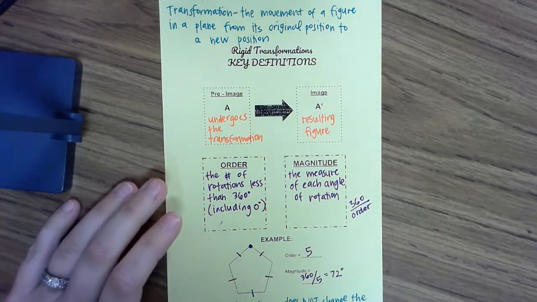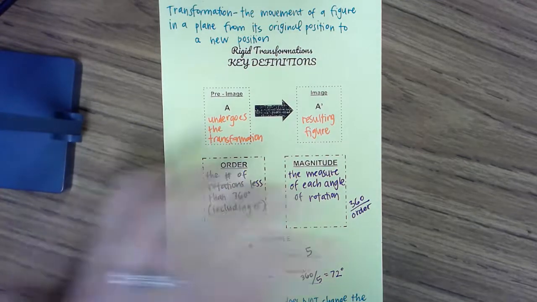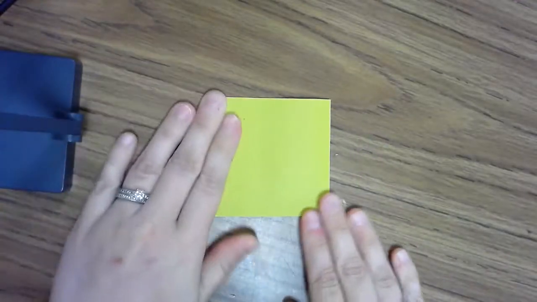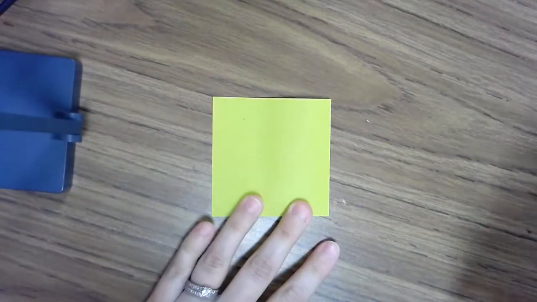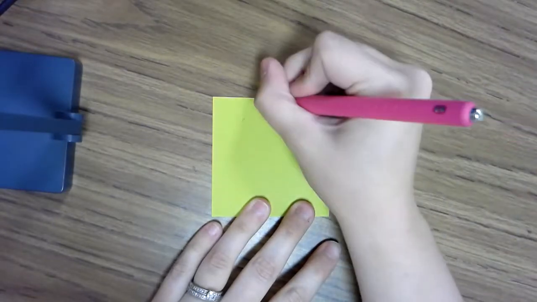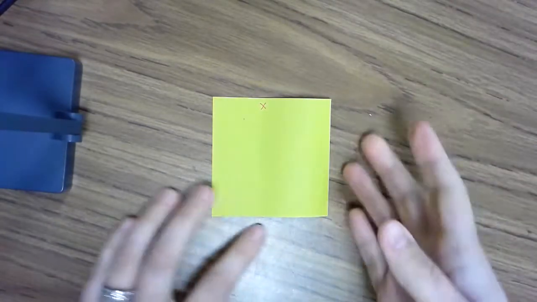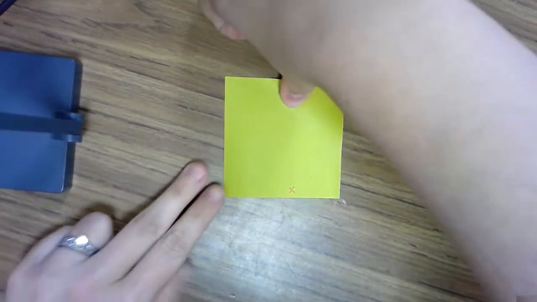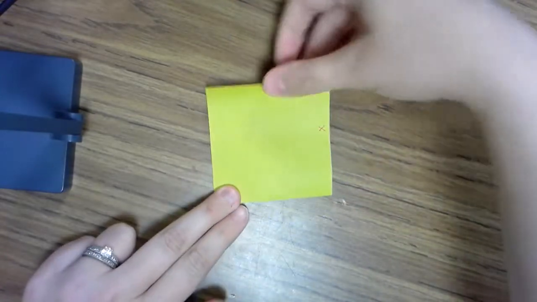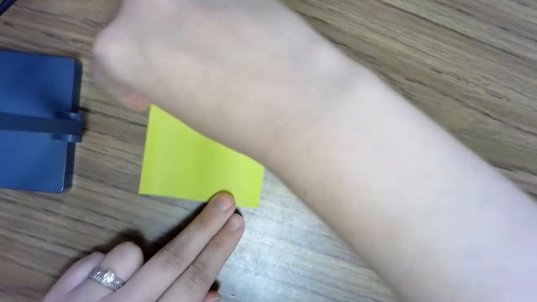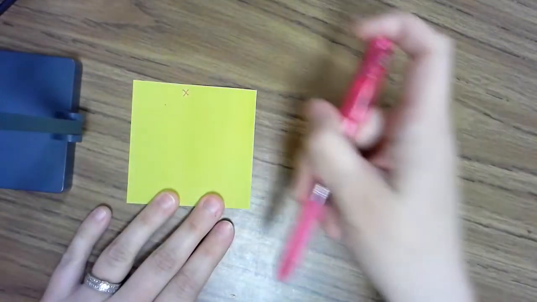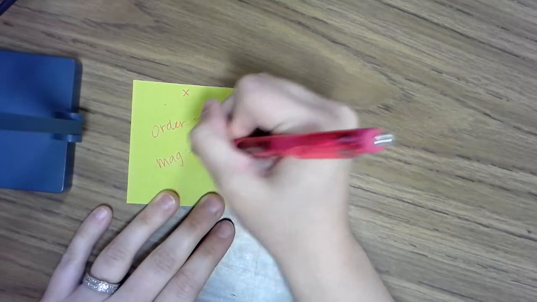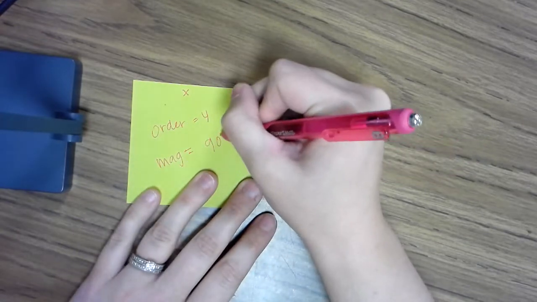Okay. Let's look at the order of a square. Let's see if I can find something square. Here's a Post-it note. This is perfectly square. So when I start here, let's put an X letting me know this is where I'm starting. There's my first one. 1. I can turn it this way. There's 2. Still the same. There's 3. There's 4. Then I'm back where I started. So on a square, the order is 4, but the magnitude is 360 divided by the order, so the magnitude is 90 degrees.